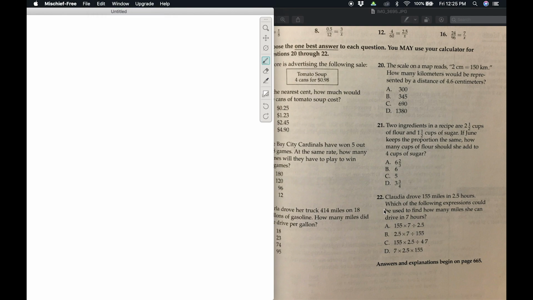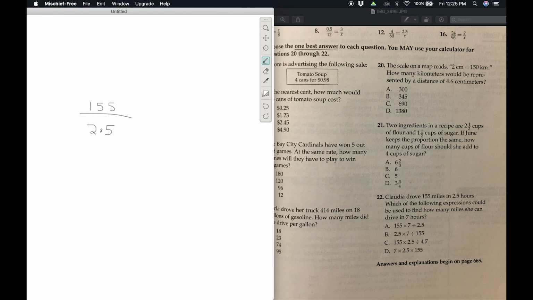Okay, number 22. Claudia drove 155 miles in 2.5 hours. So 155 miles in 2.5 hours. Which of the following expressions could be used to find how many miles she can drive in 7 hours?